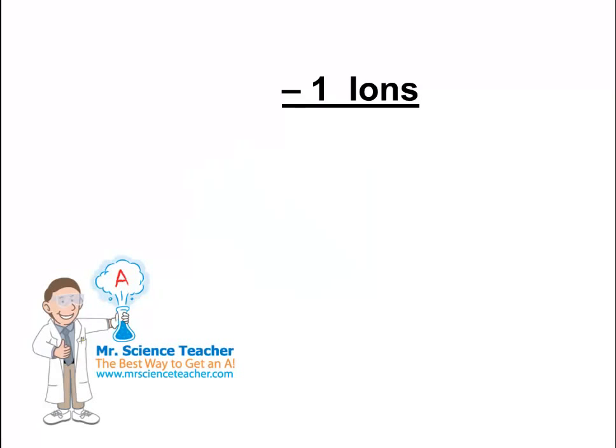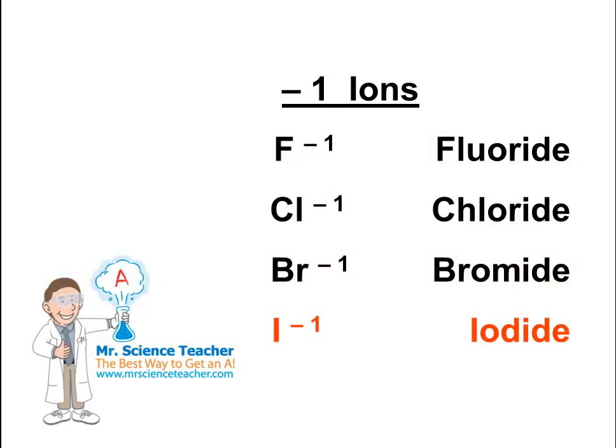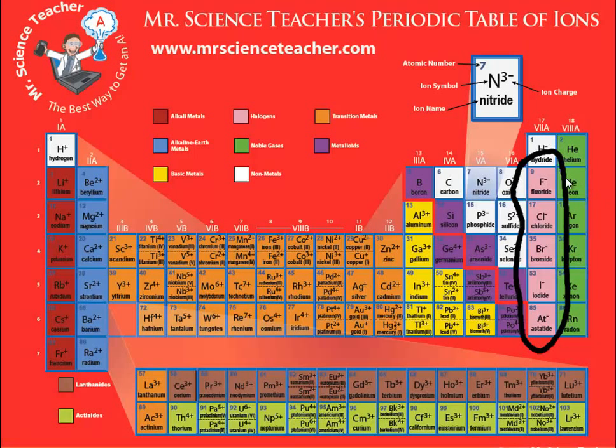Okay, so let's go to the -1 ions. Fluoride, chloride, bromide, and iodide. They're located right here. These are all the -1 ions.